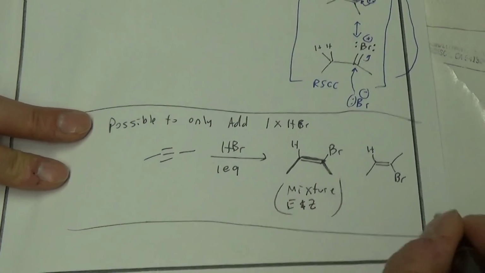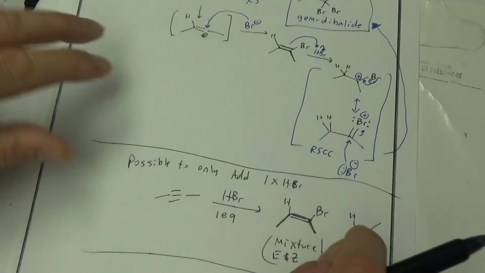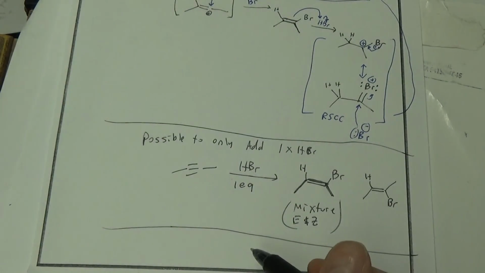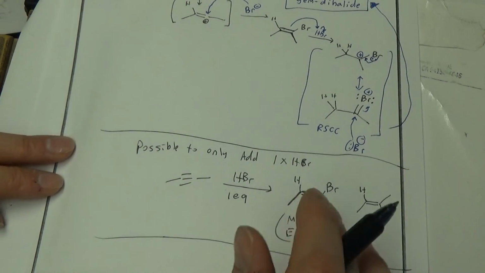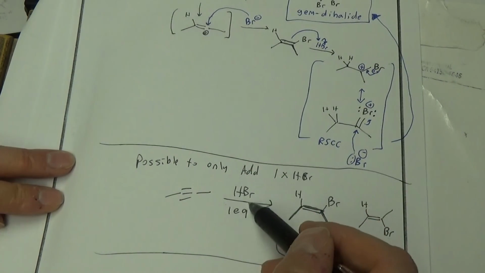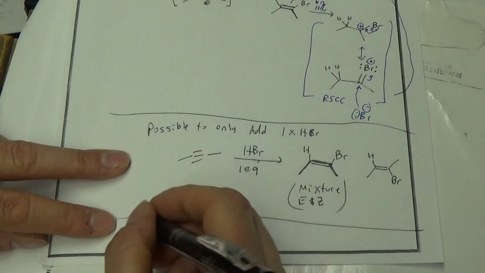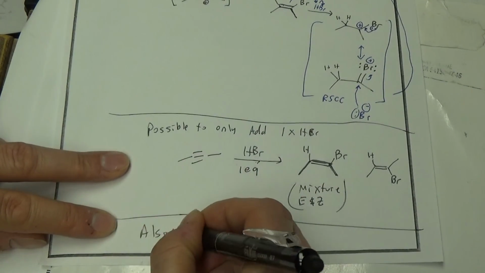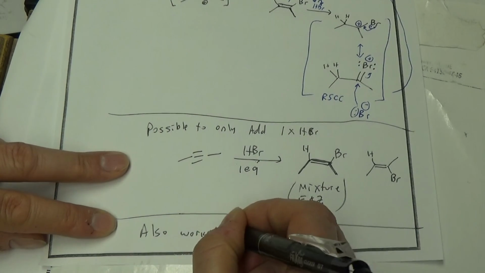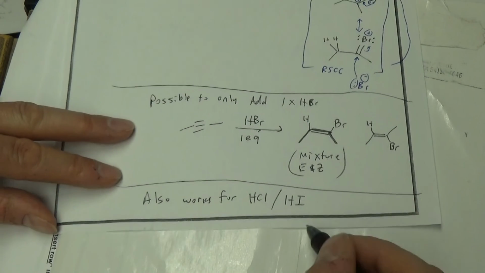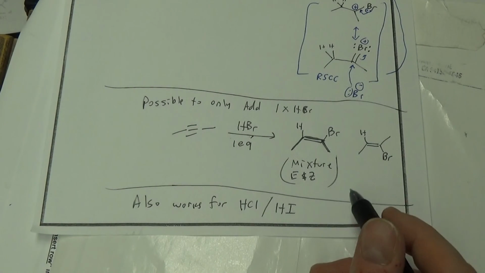Other stuff, while we're talking about this hydrobromination reaction, do you think it'll work for HCl or HI, like different acids? We use HBr, but what about HCl or HI? And yes, it also works for HCl and HI. Other mineral acids like HCl and HI. Okay.